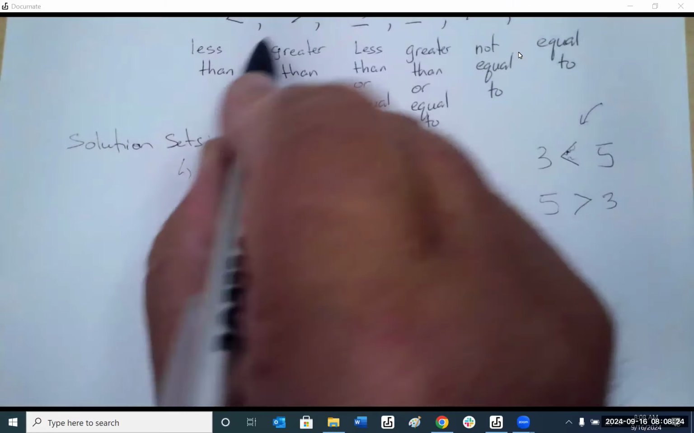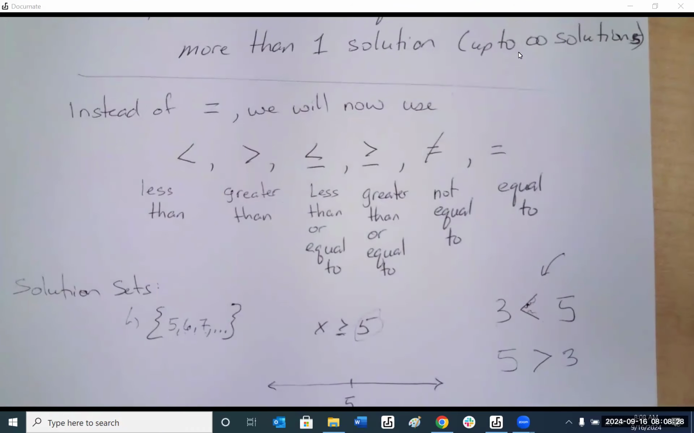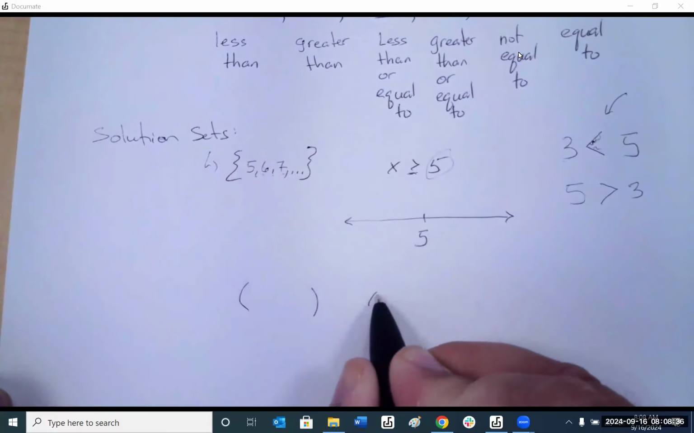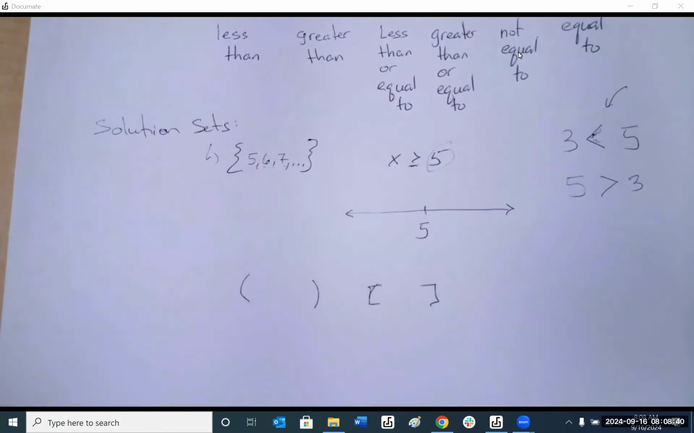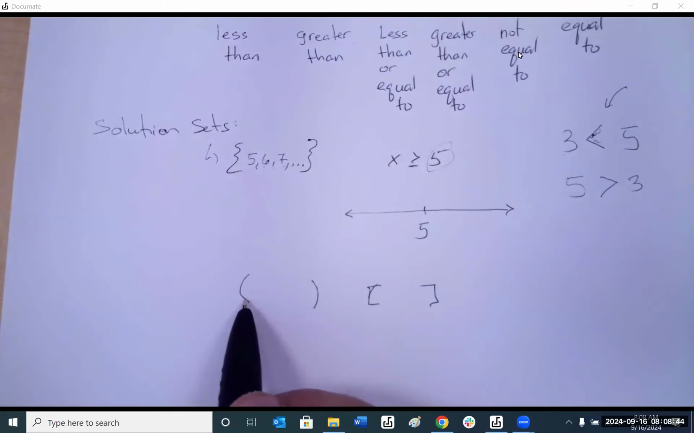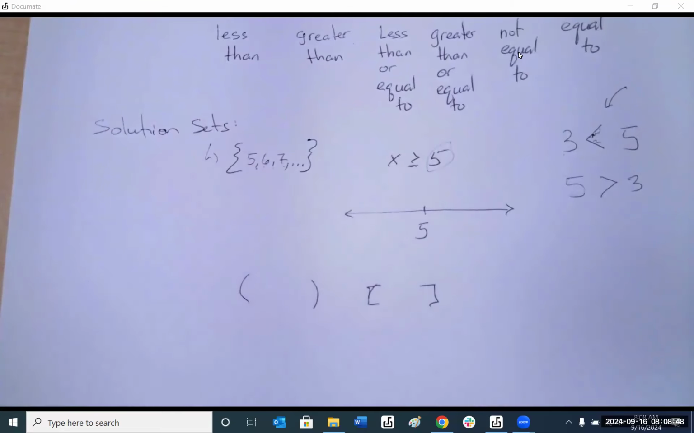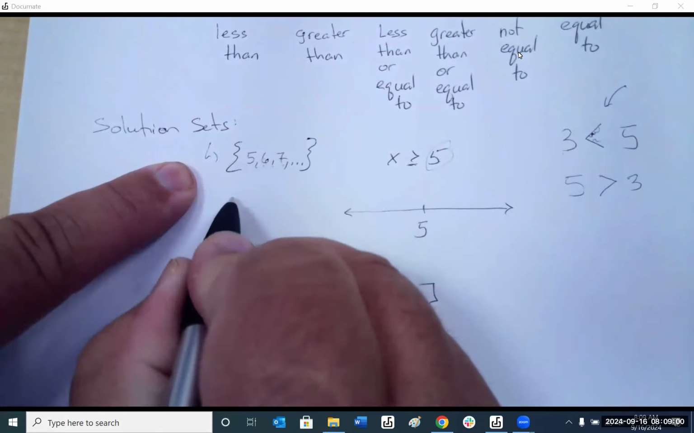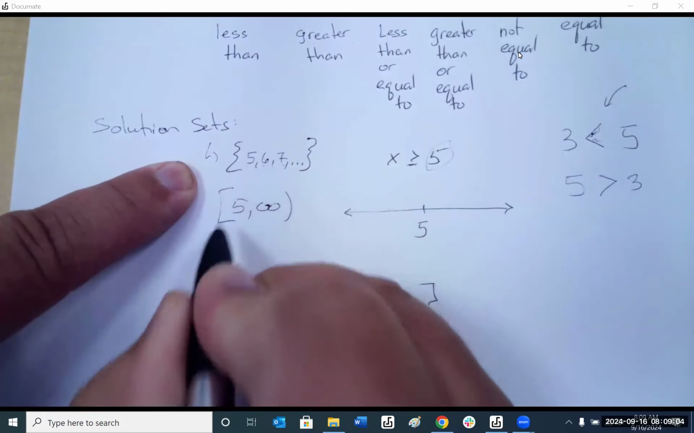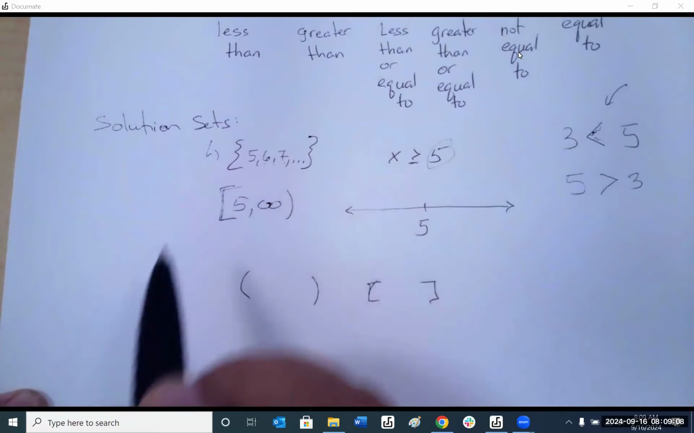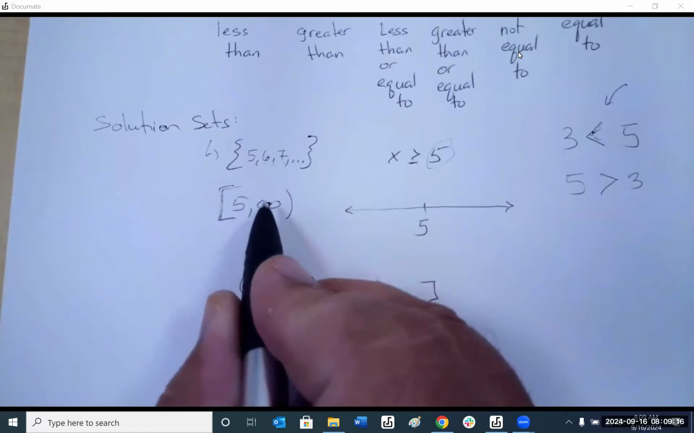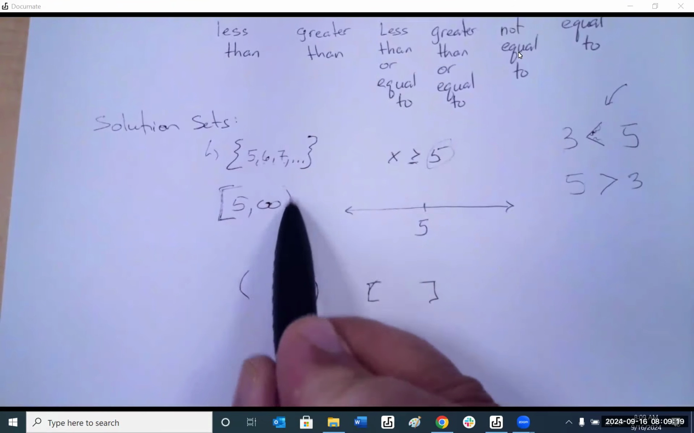Well, we're going to learn that besides these symbols here, we can represent the same things using brackets and parentheses, equality and inequality. The parenthesis means you can get infinitely close to that number, but not touch it. The bracket means you can go to it and use it. So for this one, x is 5 to infinity. I can start at 5 and use 5. It goes all the way to infinity. Can you ever get to infinity? No, so that's why we use a parenthesis.